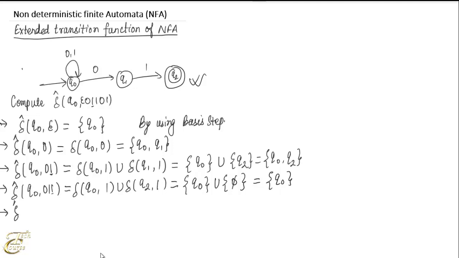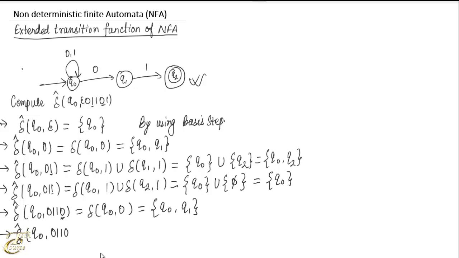Next, delta of Q0, 011, and next symbol, this 0, which is equals to, now read this 0 in this Q0 state. So we write delta of Q0, 0, which is equals to Q0, Q1, and then delta of Q0, 0110 and the final symbol 1 equals to, now read this final 1 in both these two states.